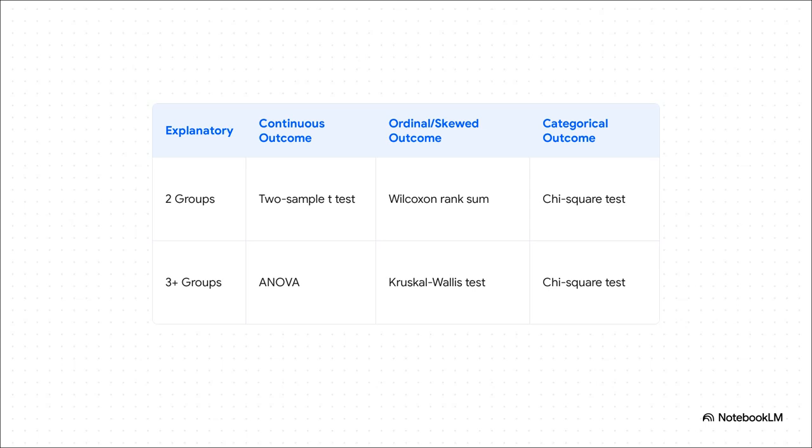And here it is. This simple little table is the absolute heart of their entire method. Seriously, it turns what feels like a super daunting decision into a simple lookup game. All you do is find your outcome variable type along the top, find your explanatory variable type down the side, and then see where they meet. The box where they intersect? Yep, that's your test. It's that simple.